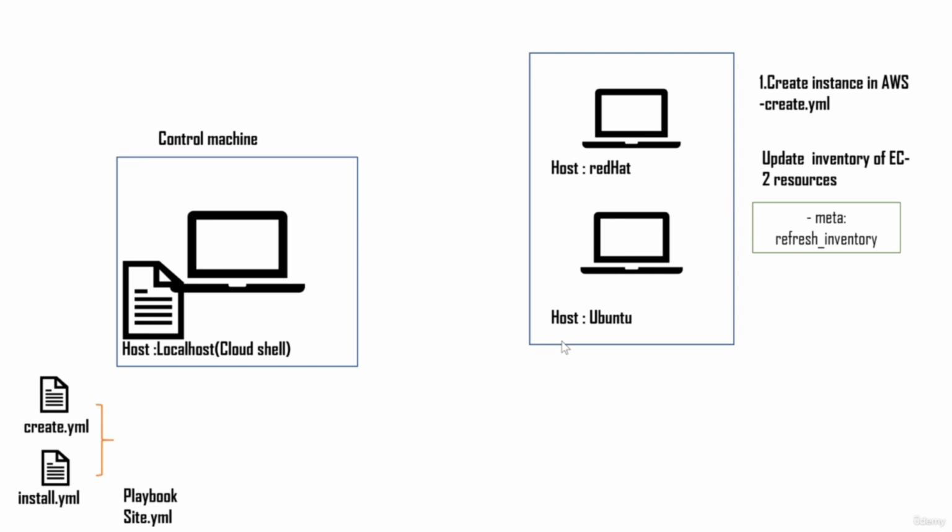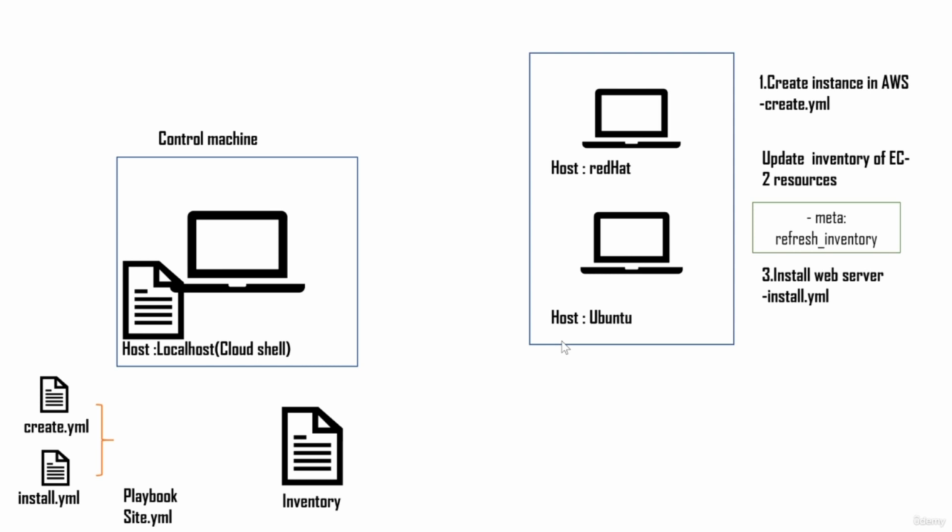So we have a dynamic inventory file. Initially the inventory file would be null, but we will use a module called meta, and this meta has a key called refresh_inventory, which will refresh the inventory file that we have, and it will have two instances shown in it. So once you refresh your inventory file, you'll have a fresh inventory file that will contain information about those two instances that we've created, that is the Red Hat and the Ubuntu one.